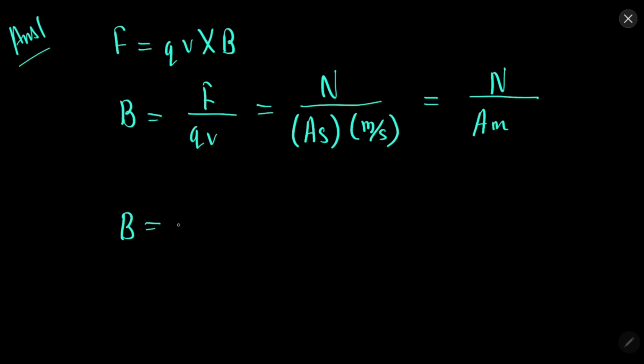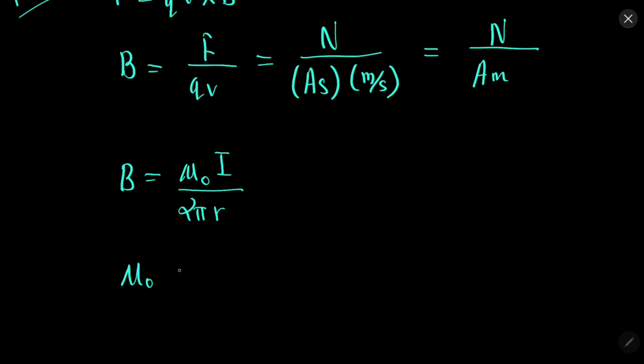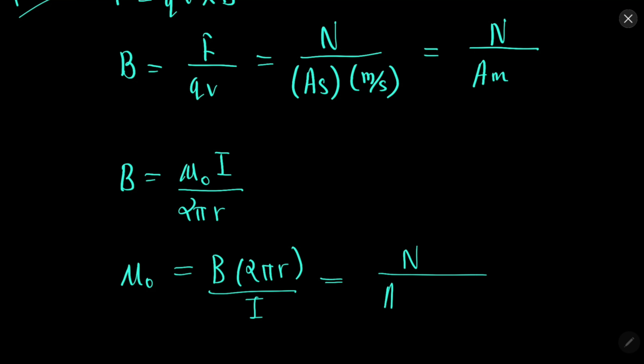Now similarly, B equal to mu naught I over 2 pi R. From here mu naught is equal to B into 2 pi R over I. So B is Newton over ampere meter, I is ampere, 2 pi is constant, R is length, that is meter. So we get Newton over ampere square.